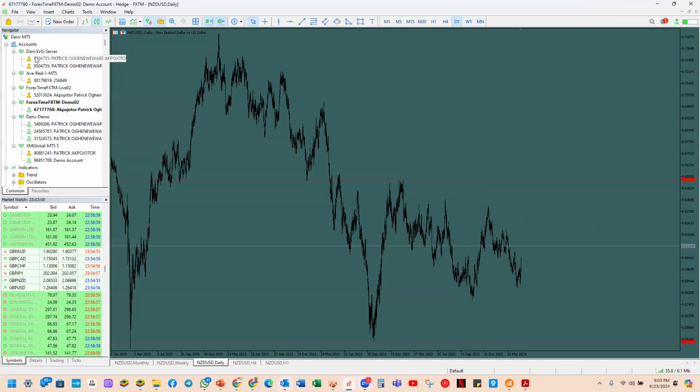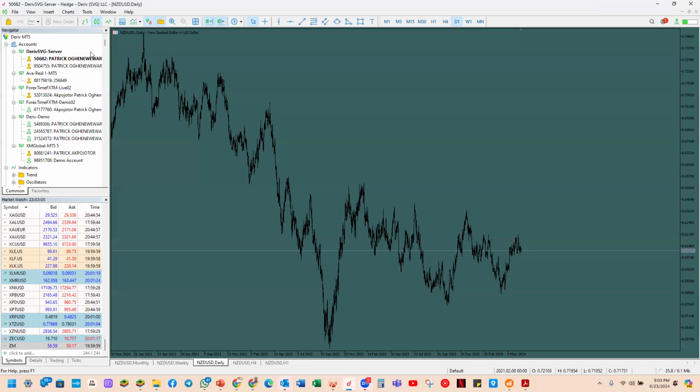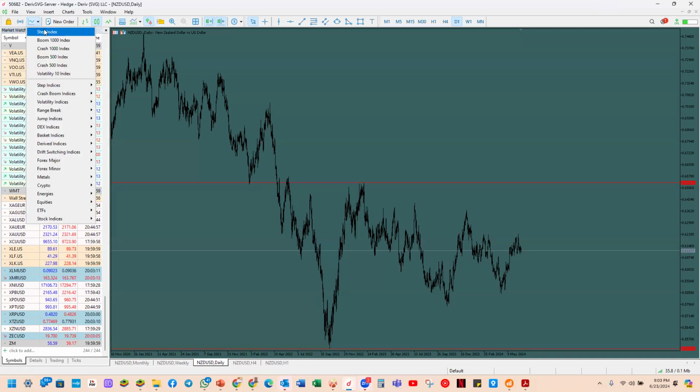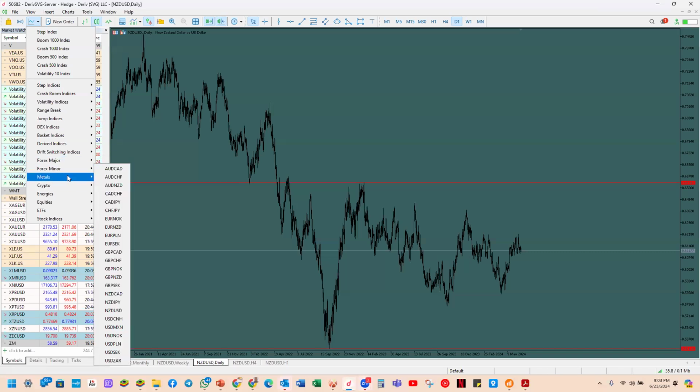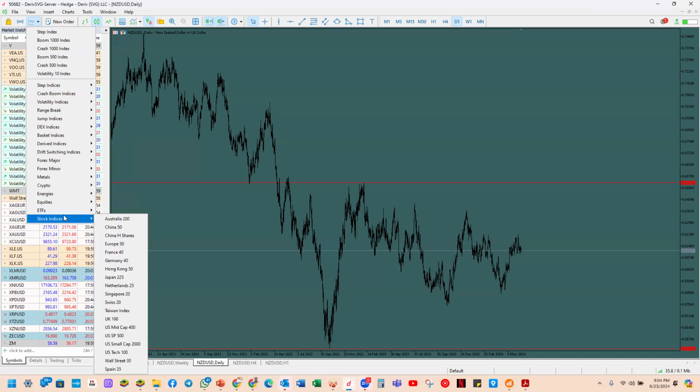Then this is Deriv. One thing I love about Deriv is that they offer Deriv indices as well as Forex, stocks, and everything. If you come here, you will see a breakdown: the Boom and Crash indices, the Step indices, the Volatility indices, Range Break, Jump, Drift Switch, and all that. Then you see Forex major pairs, Forex minor pairs, metals, cryptos, energies, equities, ETFs, stocks. So anything you want to trade, you see it.